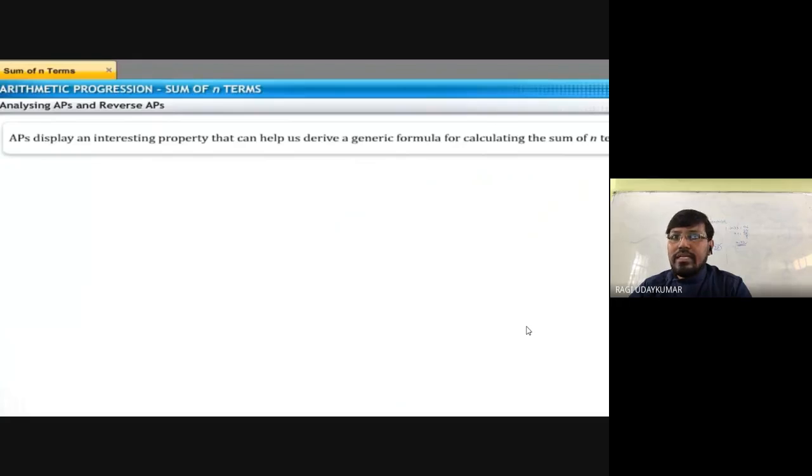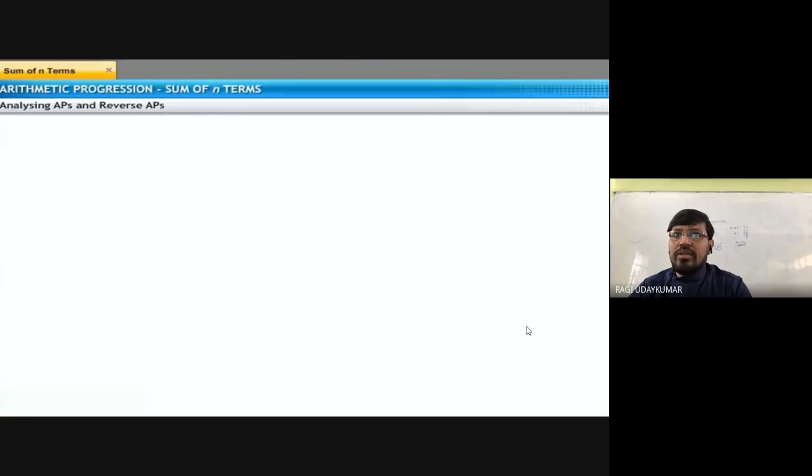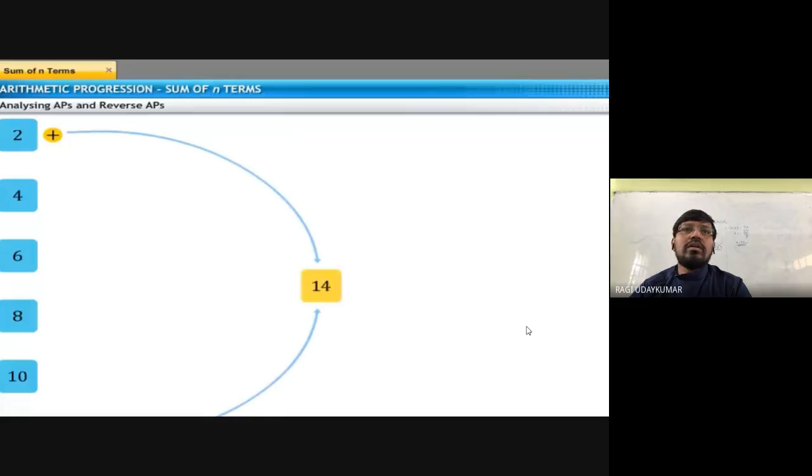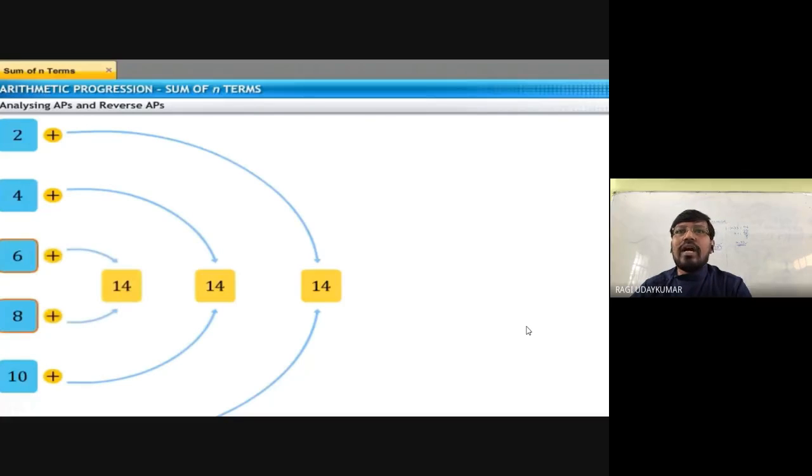So AP displays an interesting property that can help us derive the general formula for calculating the sum of the n terms. Let us take one example: 2, 4, 6, 8, 10, 12. Here, if you add 2 and 12, you get 14. If you add 4 and 10, you get 14, and 6 and 8 added also give 14.